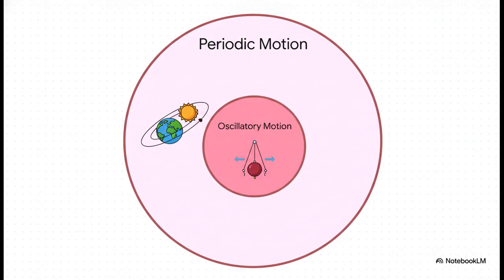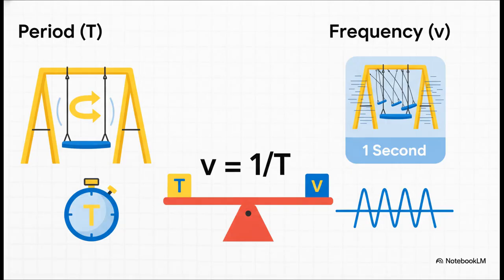A swinging pendulum? Yep, that's both. But the Earth's orbit? Well, it repeats, so it's periodic, but it's not moving back and forth around a central spot, so it's not oscillatory. See the difference? So how do we measure these things?